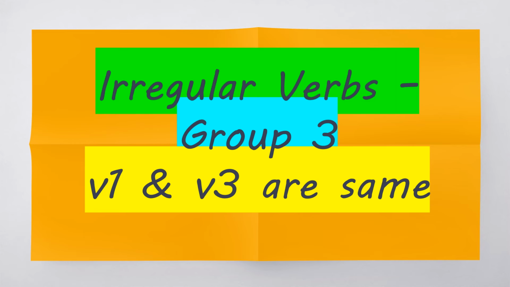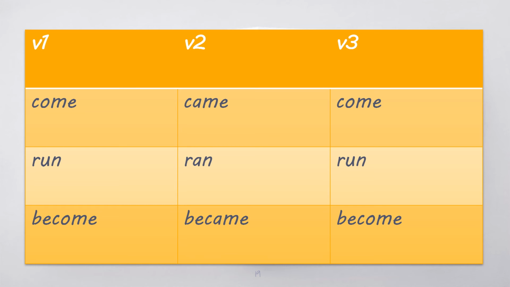Irregular verbs, Group 3. In Group 3 of irregular verbs, V1 and V3 are same. Examples of irregular verbs, Group 3. Come, came, come. Run, ran, run. Become, became, become. So you see here, V1 and V3 are same. So V1 is come and V3 is also come. Likewise, run, run; become, become.